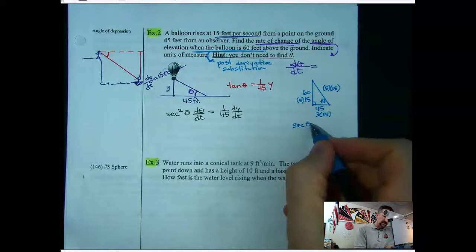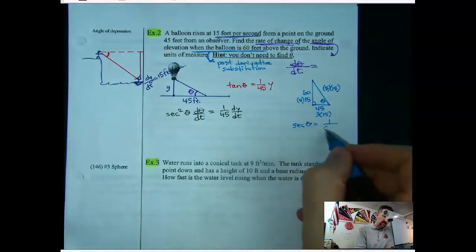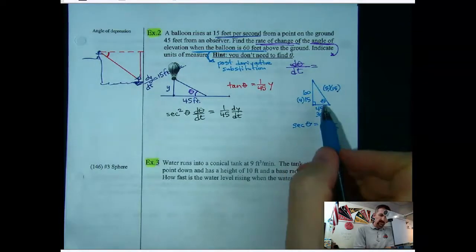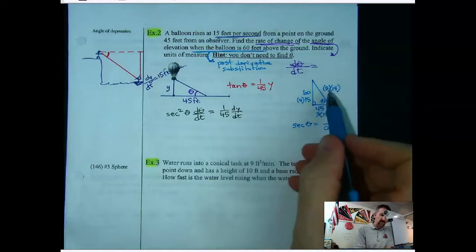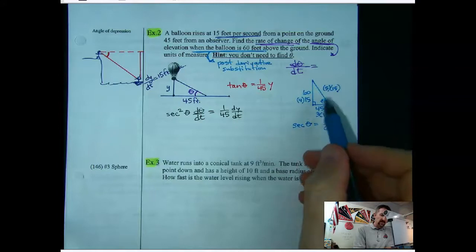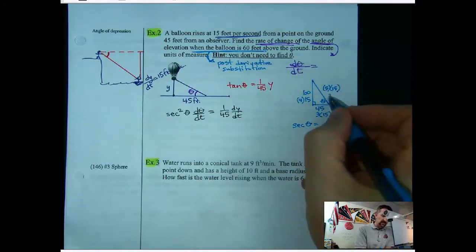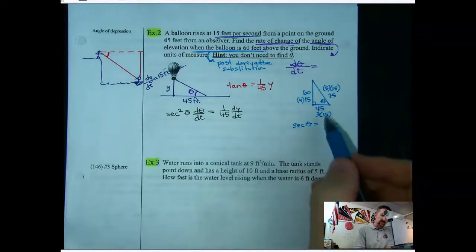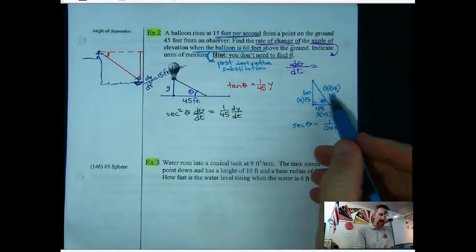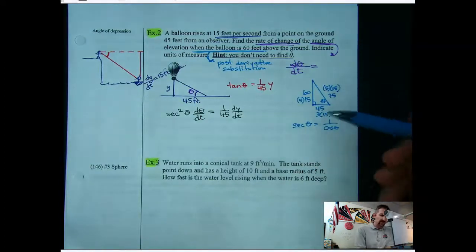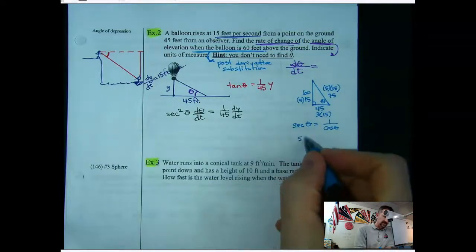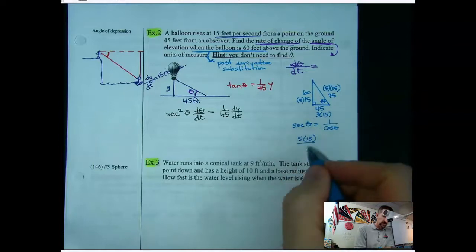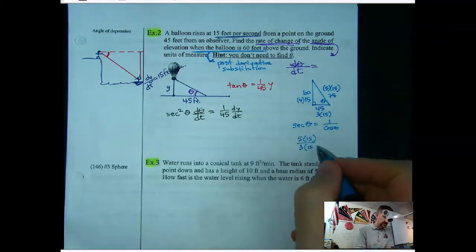Secant is 1 over cosine. So if you think about the cosine of this angle, cosine is adjacent over hypotenuse. So that would be 45 over, if you want that, 75. But secant is the reciprocal of cosine. So instead of adjacent over hypotenuse, it's hypotenuse over adjacent. So we would have this over this. So we would have 5 times 15 over 3 times 15.